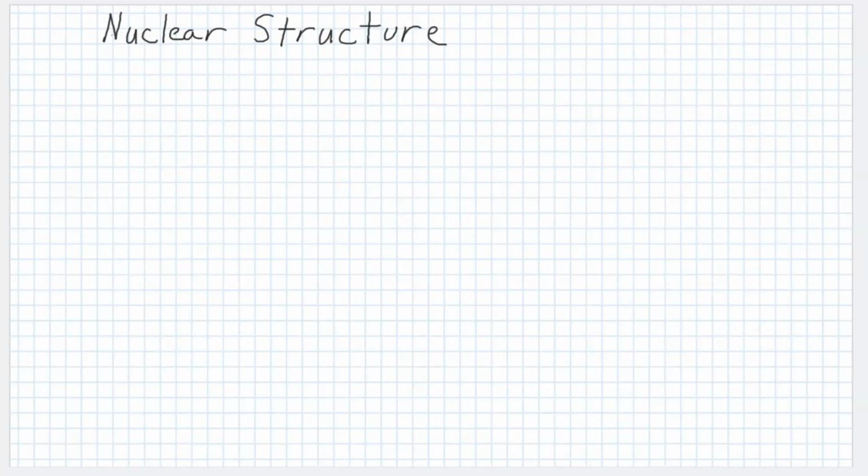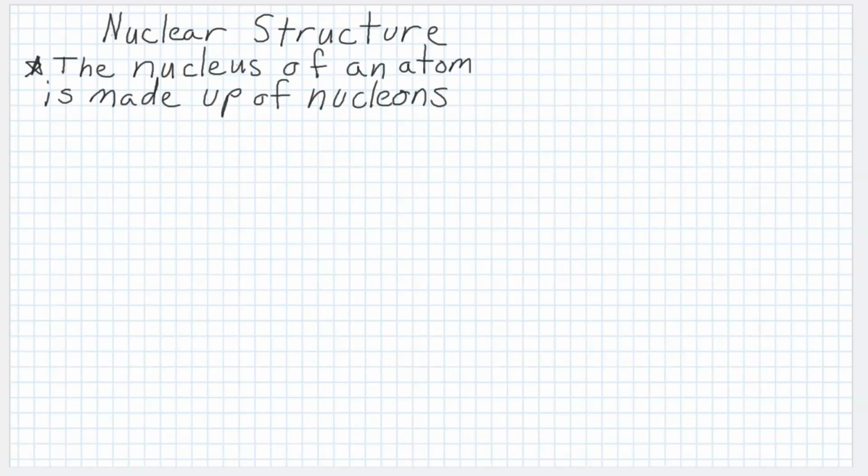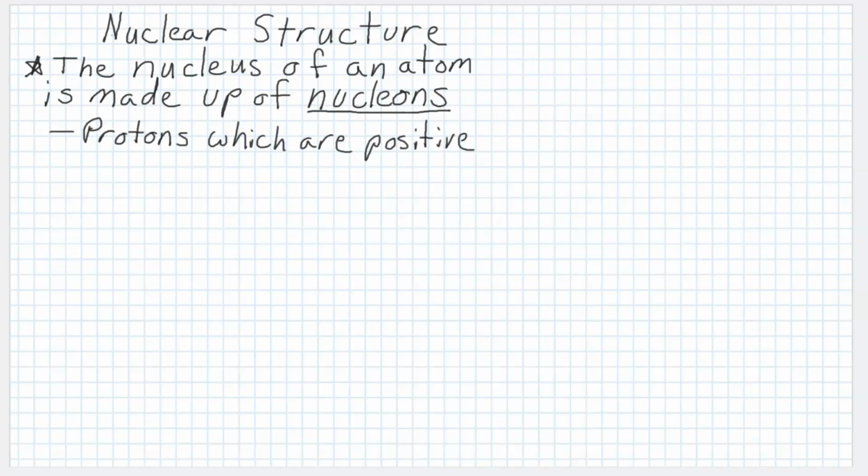This video is going to be about nuclear structure. The nucleus of an atom is made up of nucleons. There's two kinds of nucleons: protons, which are positive, and neutrons, which have no charge.